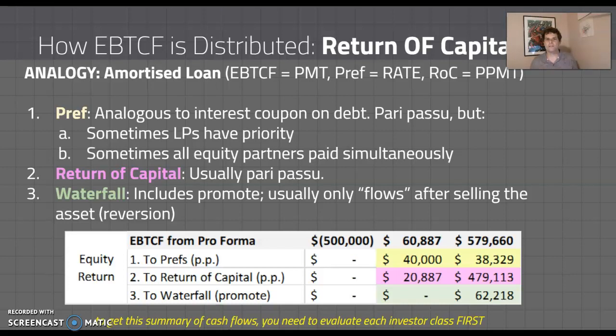If you have a situation where you've returned all of the money that was originally invested to the outside investors and to yourself, the sponsor, anything left over is distributed according to the promote structure, or the more common term, the waterfall. And this is where the sponsor tends to earn a promote above pari passu for their success in earning excess returns above the pref, above the preferred return.